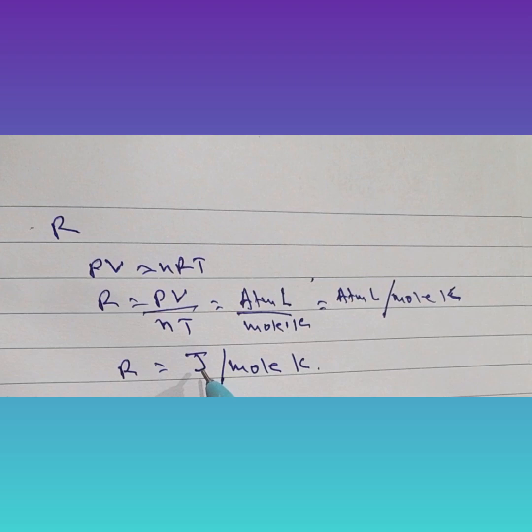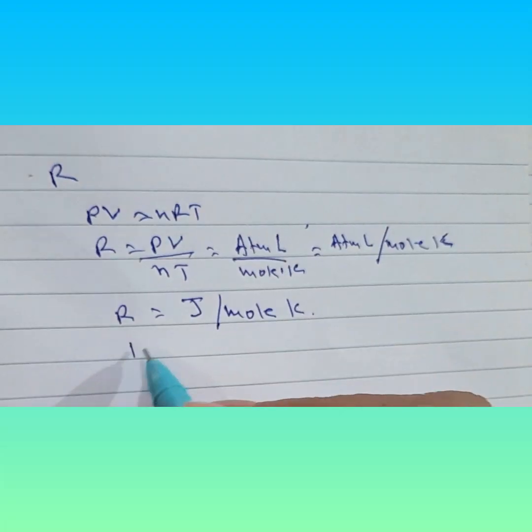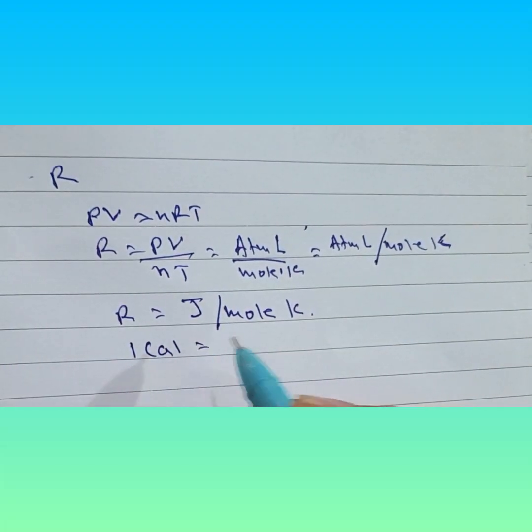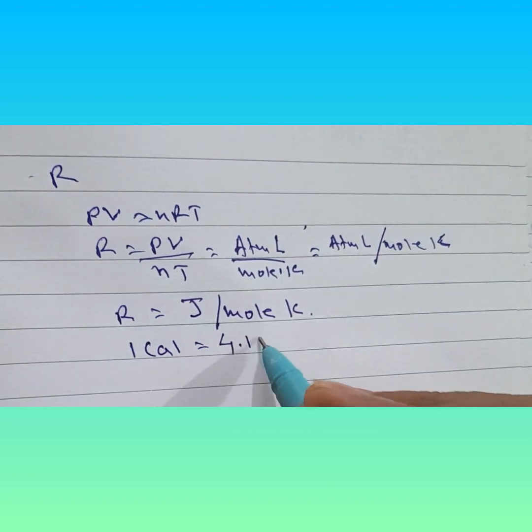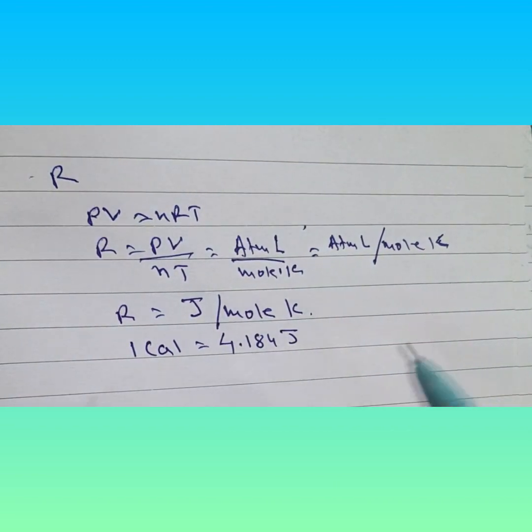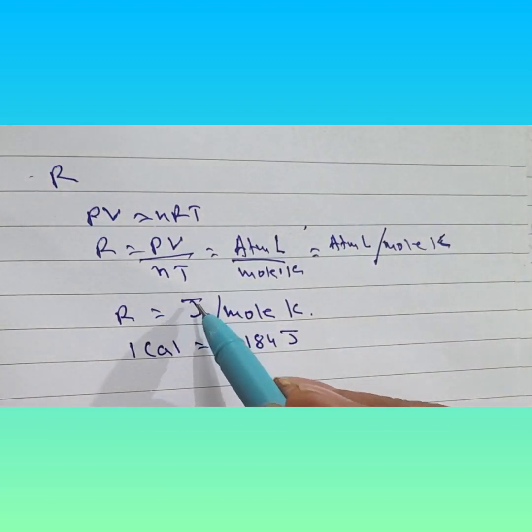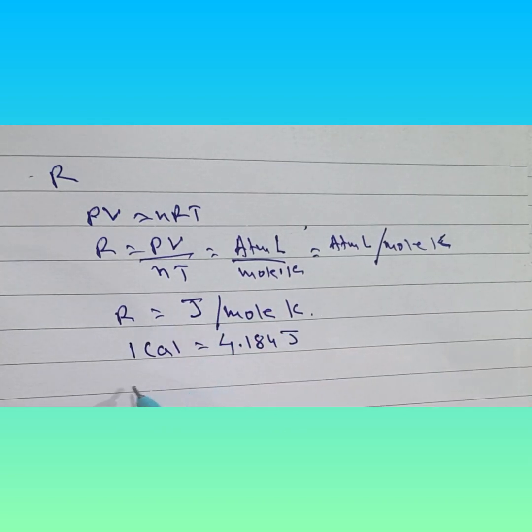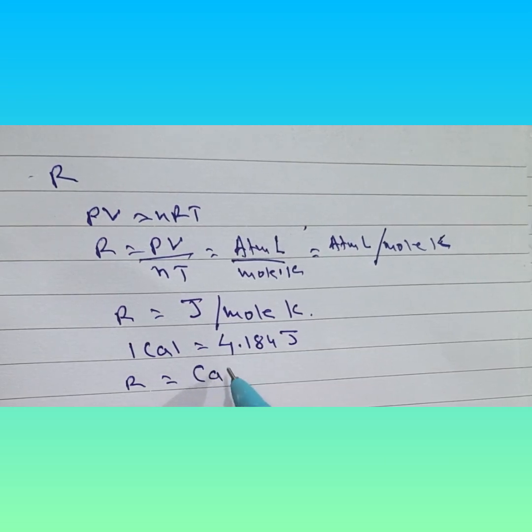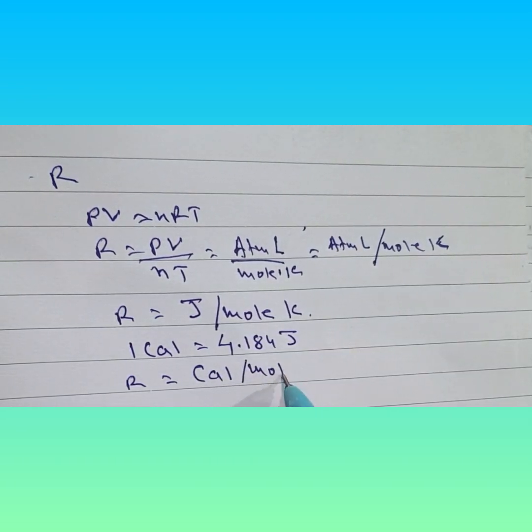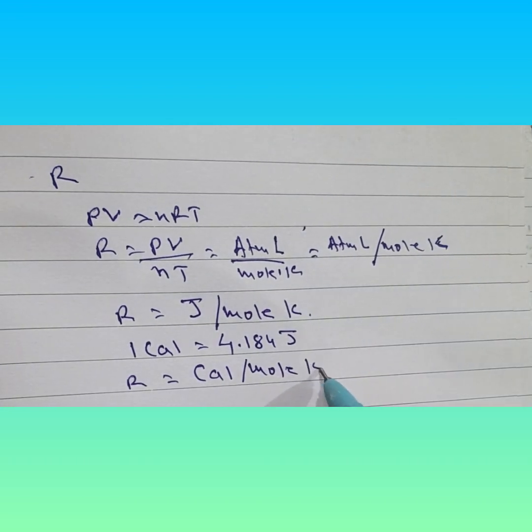Now we also know joule can be converted. 1 cal corresponds to 4.184 joules. So it can be converted to calories also. So R can also take a unit in terms of calorie, so it would be cal per mole Kelvin.